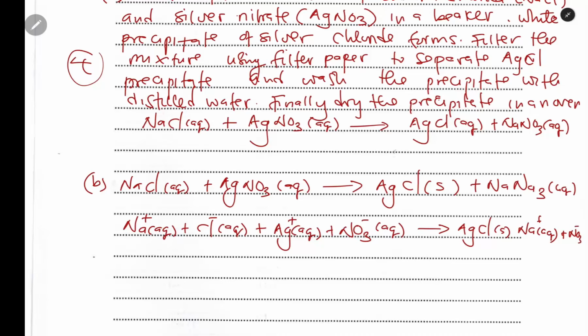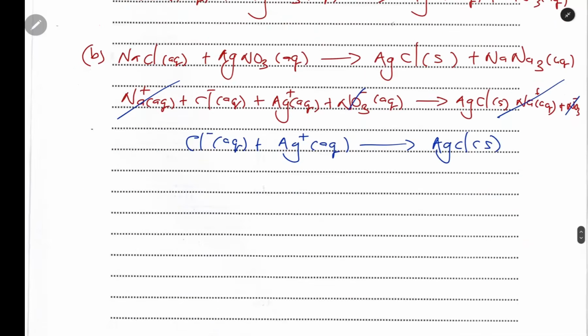So now you cancel out what is common on both sides. So sodium and sodium. Chloride, do you have chloride on the other side? No. What is common here? Nitrate, nitrate. What remains? Chloride ion, which is aqueous, plus Ag, aqueous, then result into AgCl, which is the solid. So this is the net ionic equation.